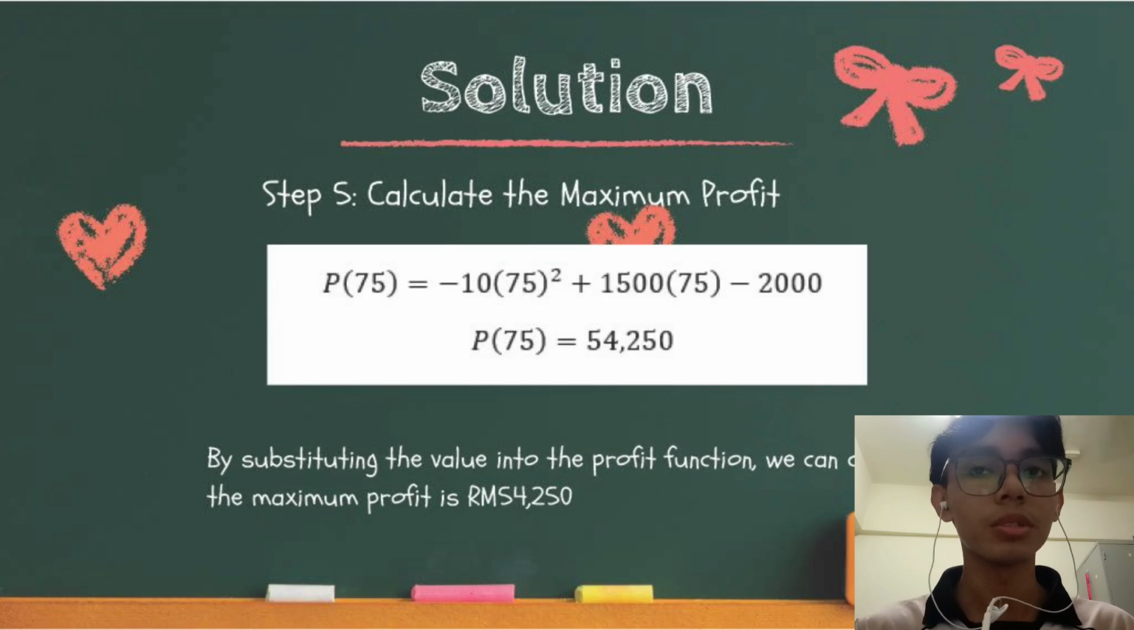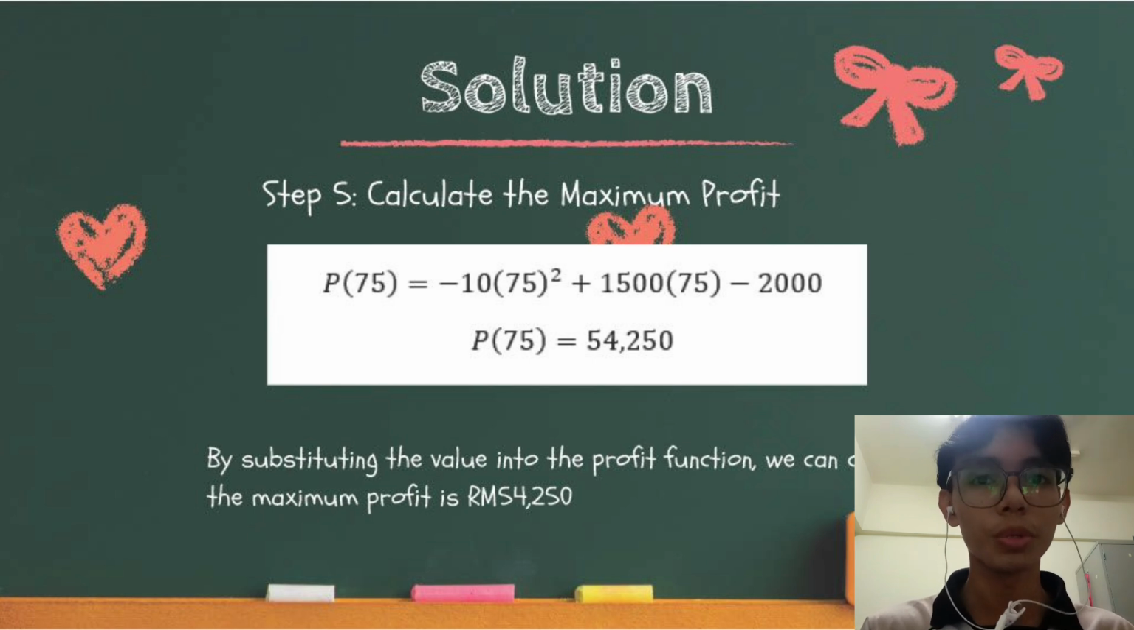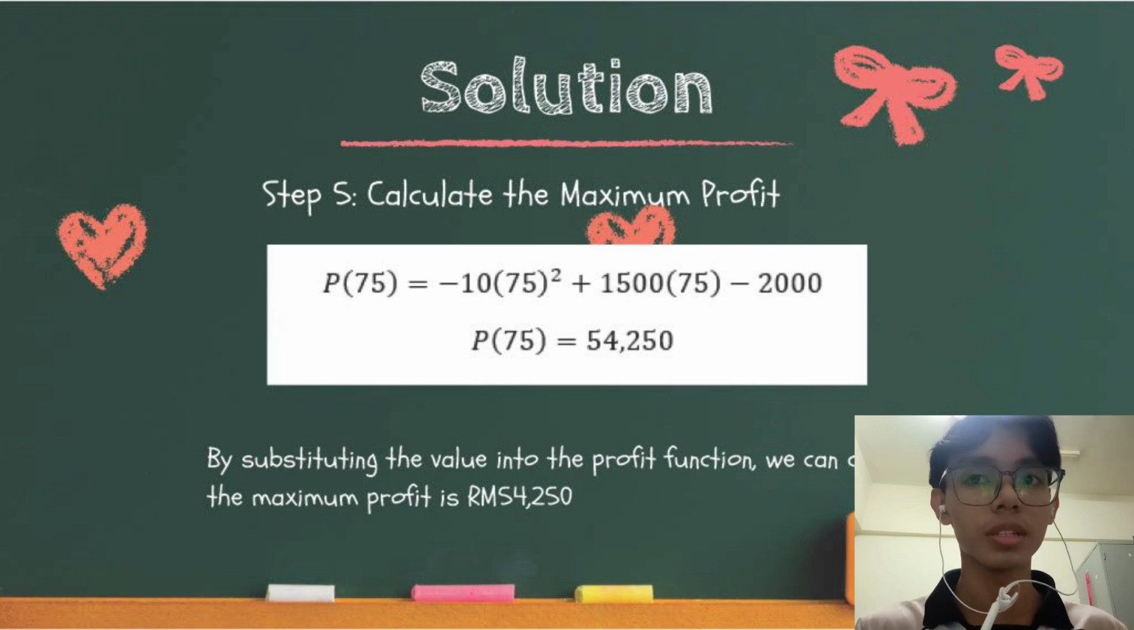The last step is to calculate the maximum profit. We plug the value 75 into our profit function: negative 10 times 75 squared plus 1500 times 75 minus 2000. By substituting the value into the profit function, we can conclude that the maximum profit is 54,250.